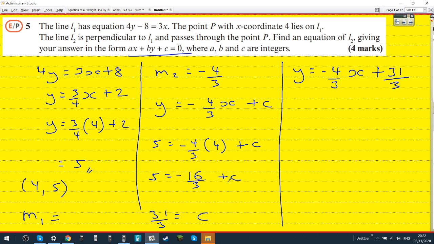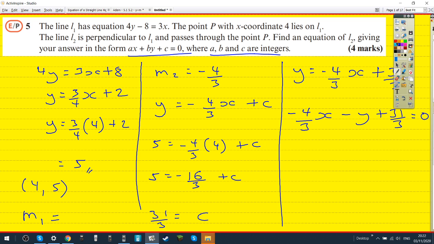And then you take away y on both sides, which makes it minus 4 over 3x minus y plus 31 over 3 equals 0. Yep. And then, do you do anything else here? A, B, and C are integers. So do you need to get rid of the 3 in the bottom, so you multiply everything by 3? Well done.